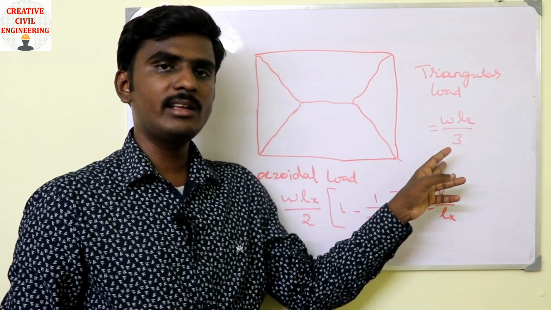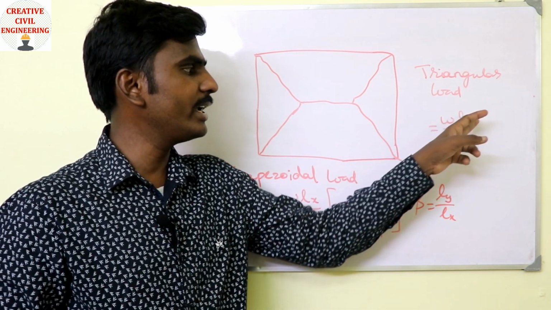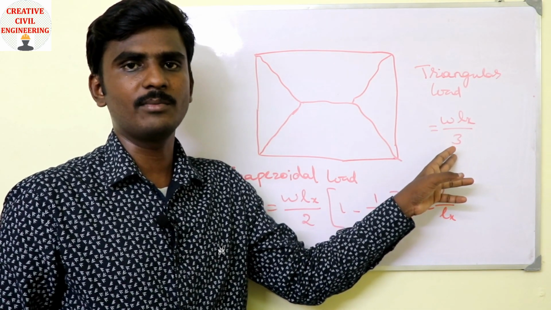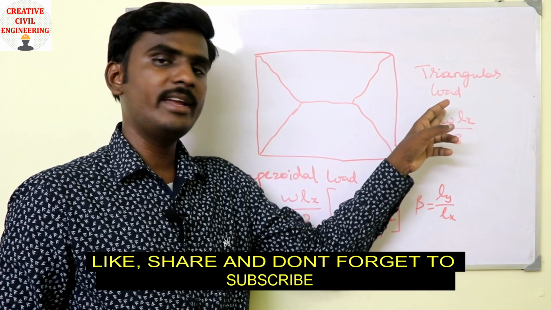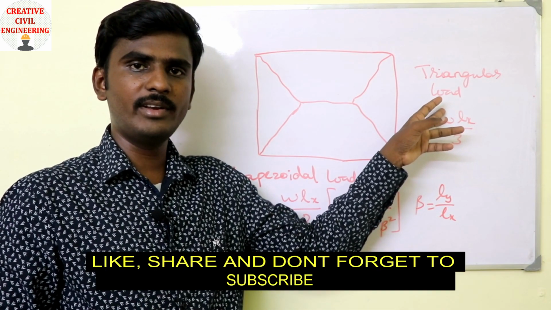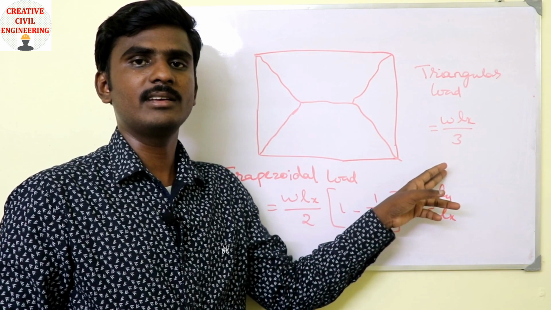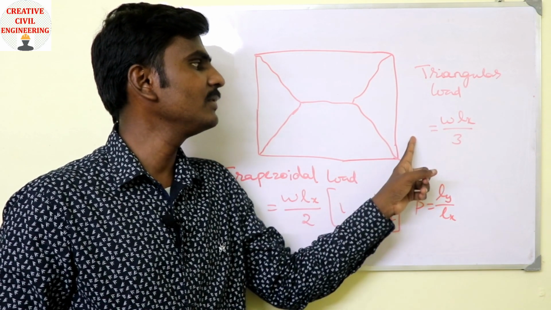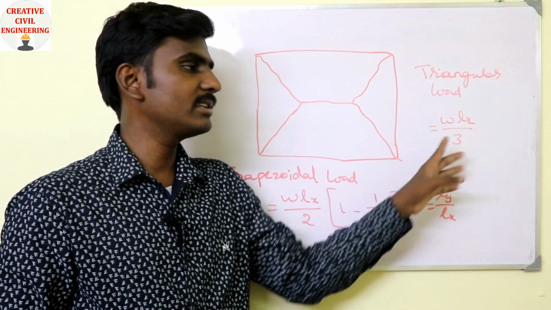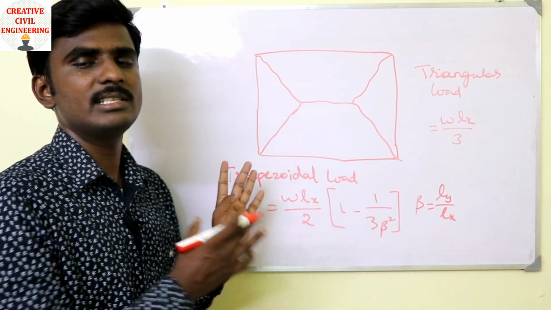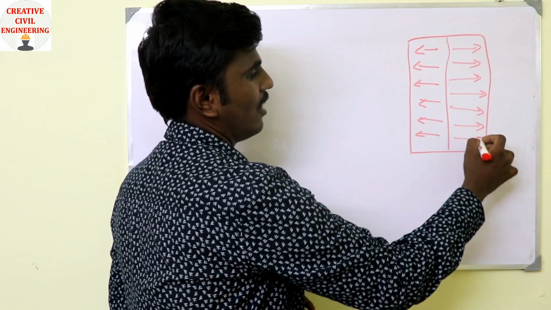And also the triangular load can be calculated by W Lx by 3. It is a simple formula. W means the weight acting on the slab, including the self weight of the slab, and Lx means the shorter span, divided by 3. We can say the load for the beam can be calculated by W Lx by 3. Okay, so this is in case of two-way slab.